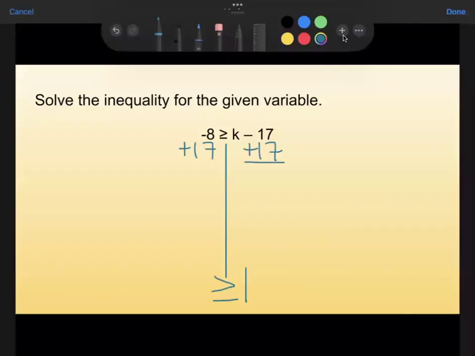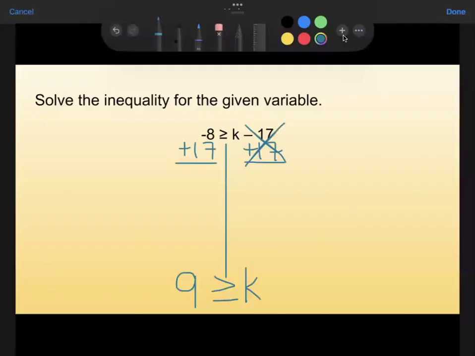Then I'm going to bring down the k, and then these are going to cancel out because negative 17 and positive 17 is 0. On the other side, I have negative 8 added to 17. So if you remember back to your adding integers rules, this means that I keep the sign of the bigger number, which is 17, and then I subtract the 8. So that's going to be positive 9. So this solution would be 9 is greater than or equal to k.